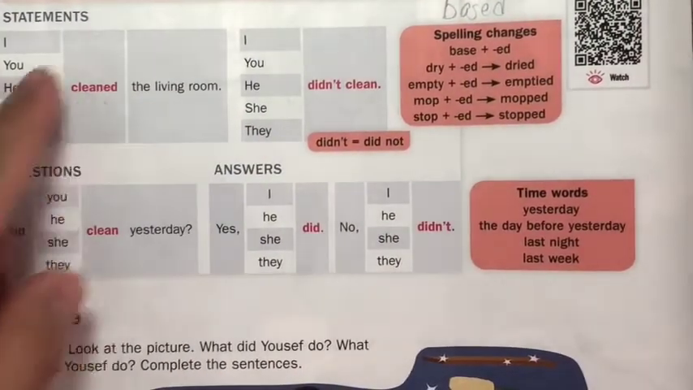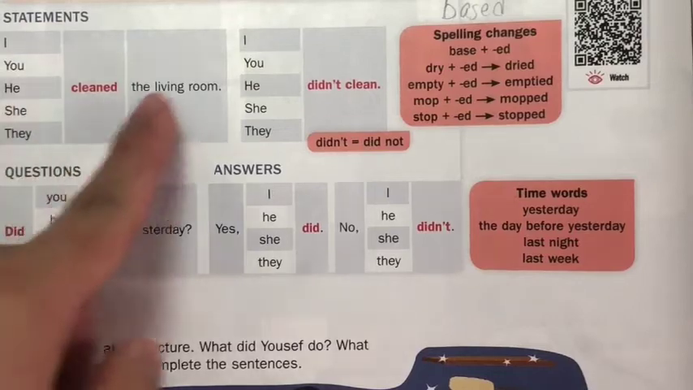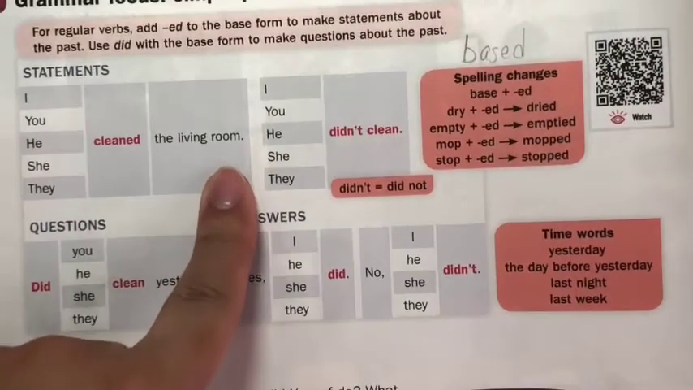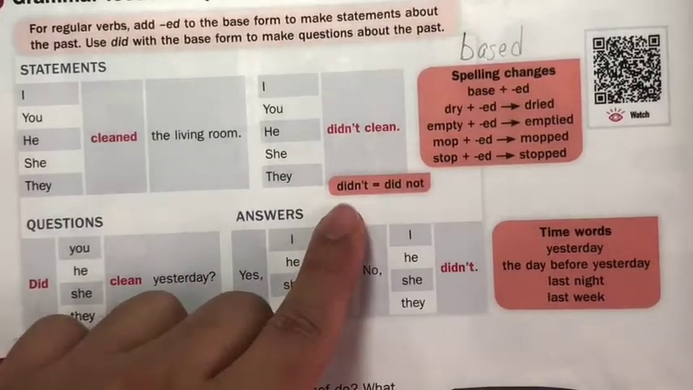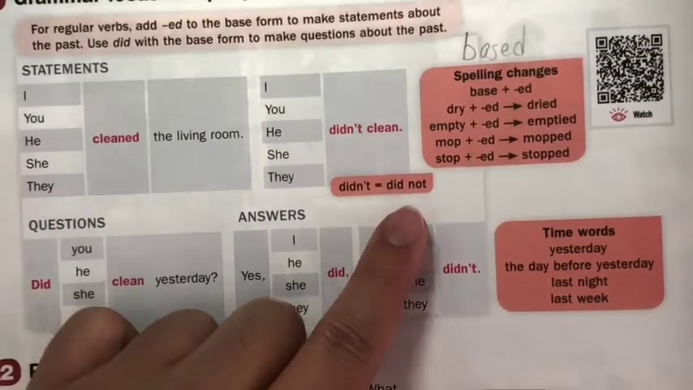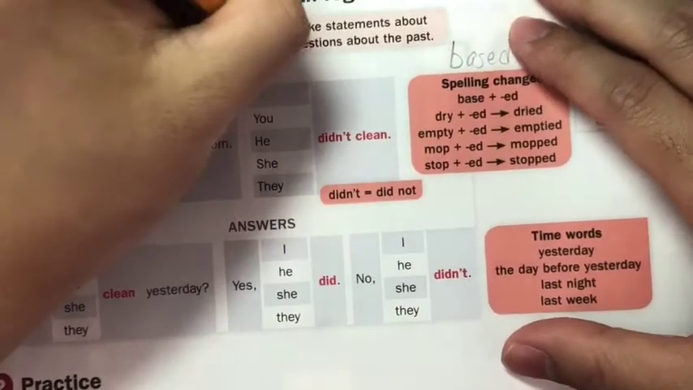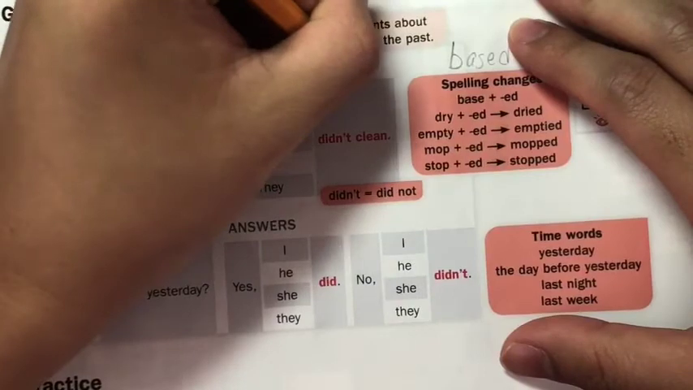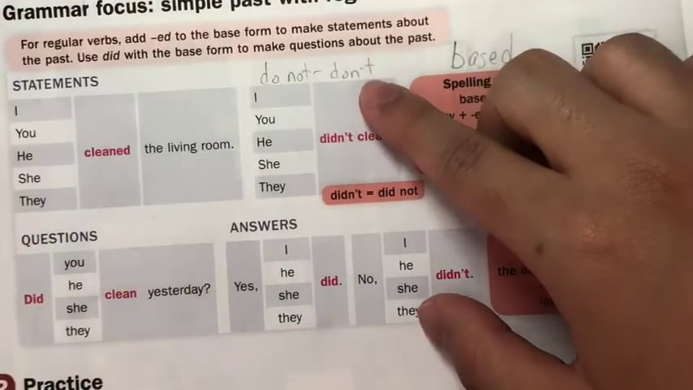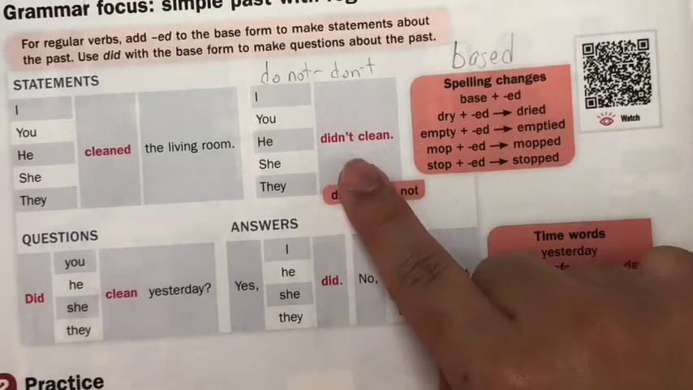Okay? So here we have, yes, I cleaned the living room. And then we have the no. I didn't clean the living room. The word didn't is did not. So in the present tense, we say don't. In the past, we say didn't clean.